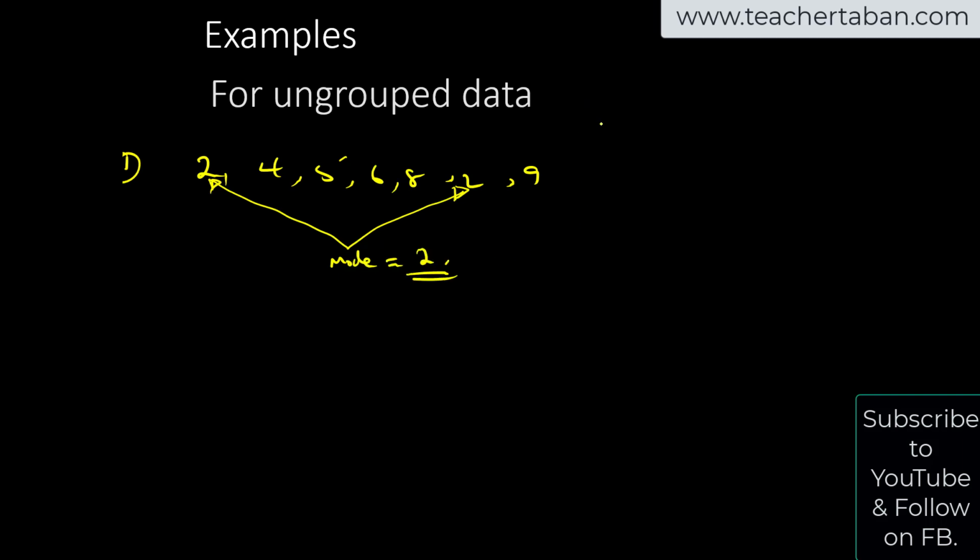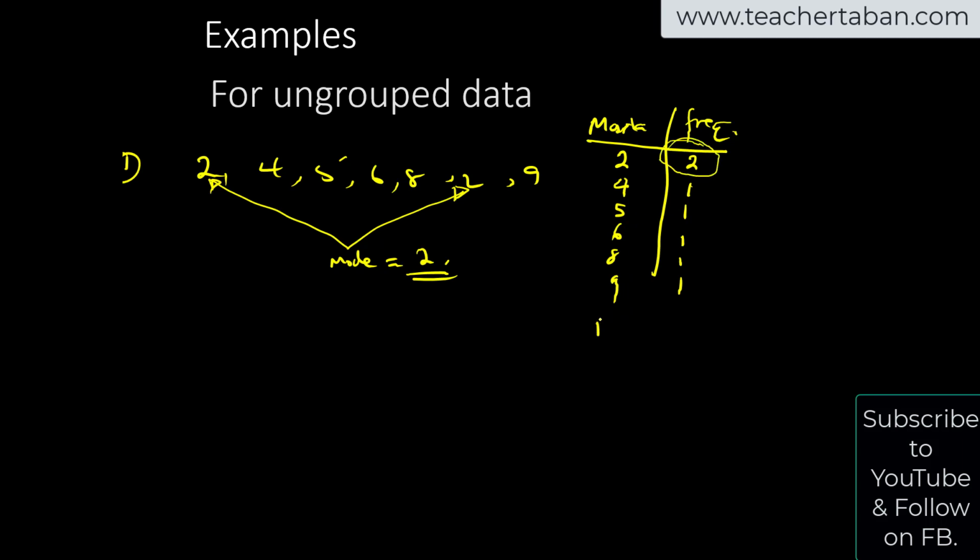In the case we use a frequency table, we can simply have the mark here, then the frequency. So we have the numbers as 2, 4, 5, 6, 8, and 9. The frequency of 2 is 2, and the frequency of 4, 5, 6, 8 and 9 is 1 each. From this table you can still see that the 2 has the highest frequency, and therefore the mode is equal to 2.